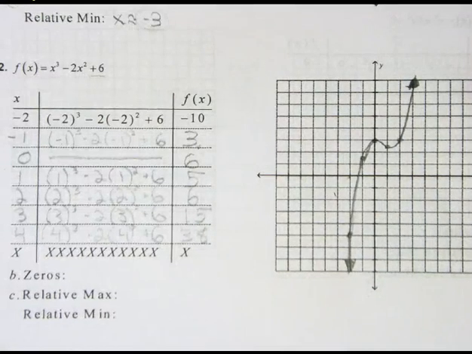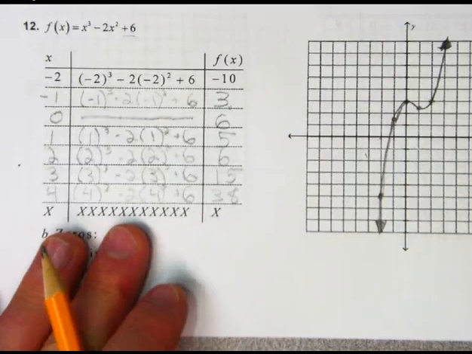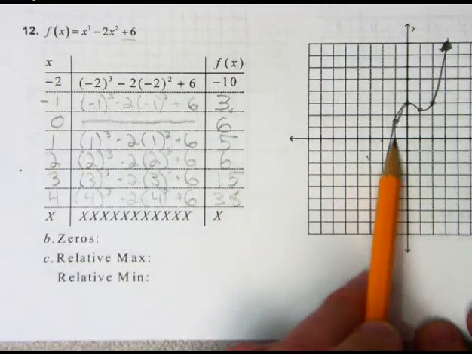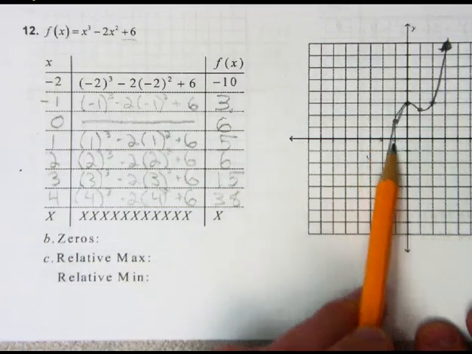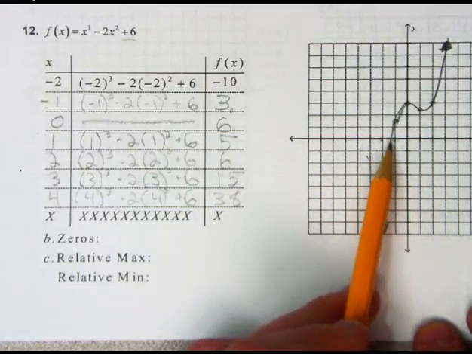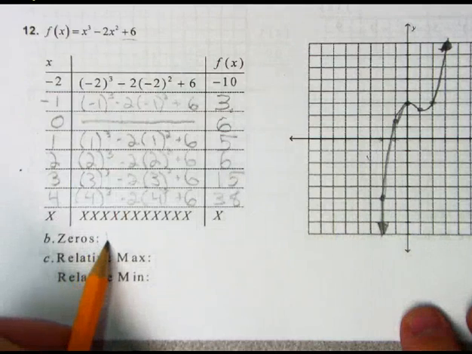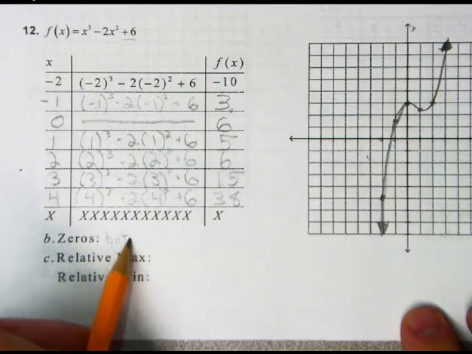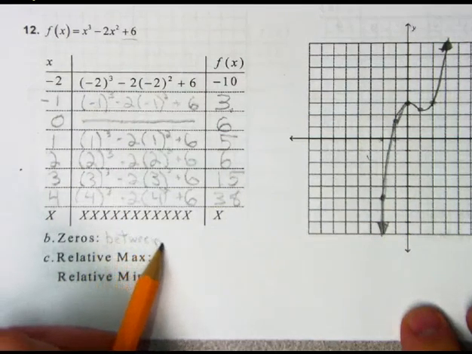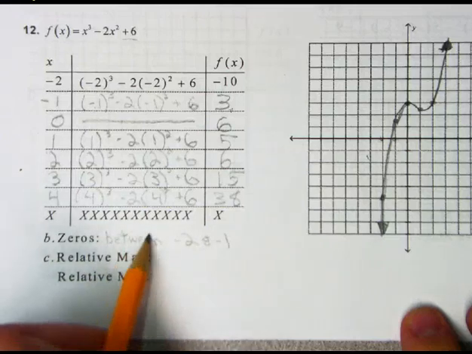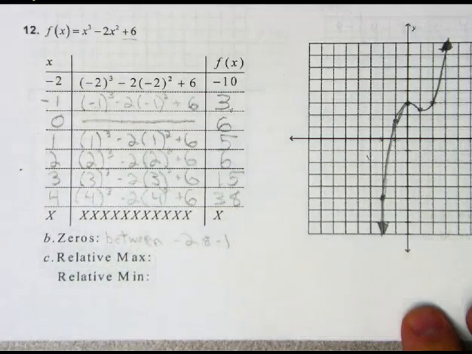All right. Now the zeros here. What are the zeros here? Where's it cross the x-axis? Alright, so you can see between here and here. Now we have no idea what decimal it is. We know it's a decimal, but we don't know which decimal. So for the zeros, we're just going to say what we know. It's between negative 2 and negative 1. That's all we know. Between these two numbers. Between negative 2 and negative 1.